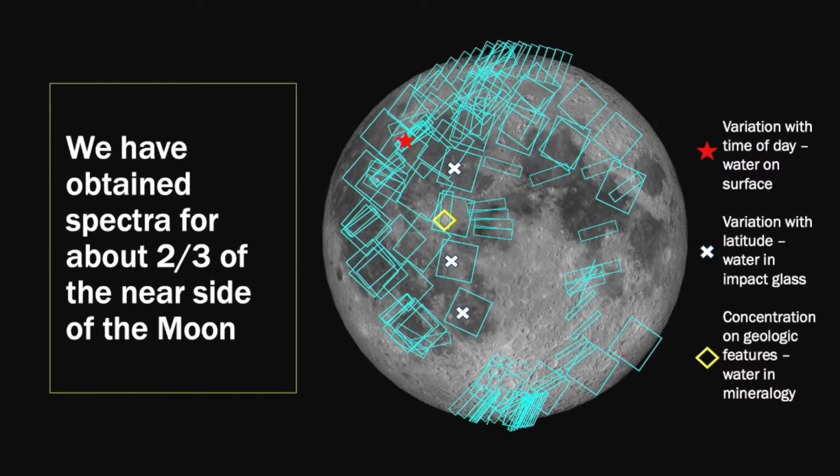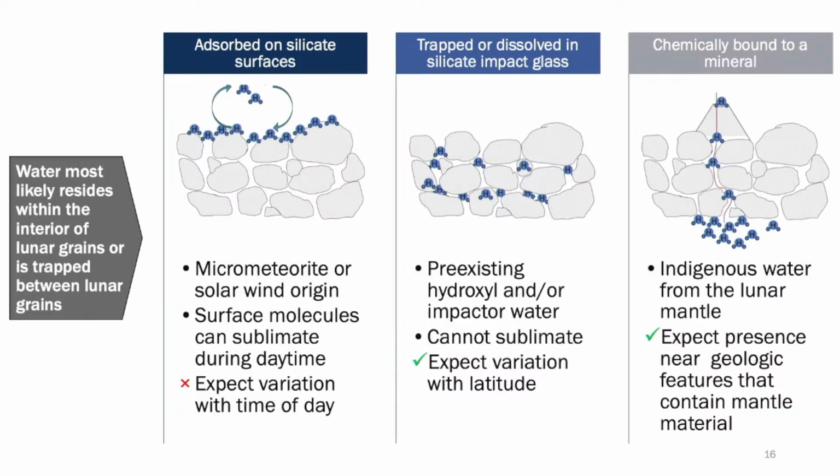Here is a spot that we observed four different times at different times of day. We're looking at the variation, or if there's water on the surface. Here's Copernicus crater. We're looking for geologic features of water. And then here are the latitude runs that we've done. So far, all we've actually published is this little area right here. So there's going to be a lot more coming from this project soon.